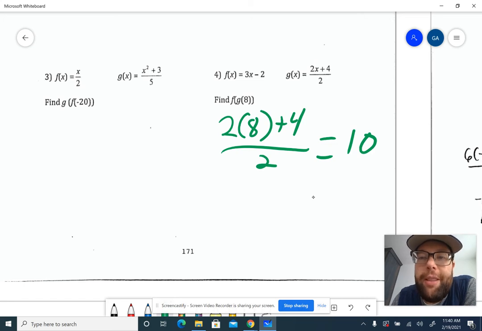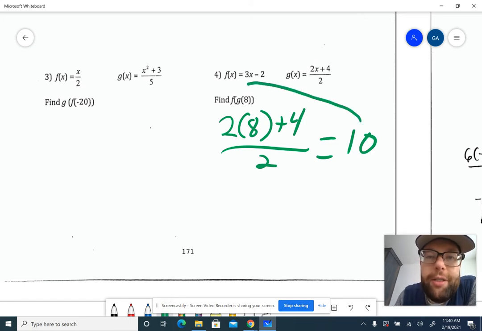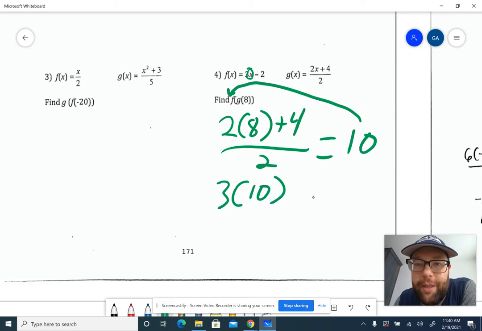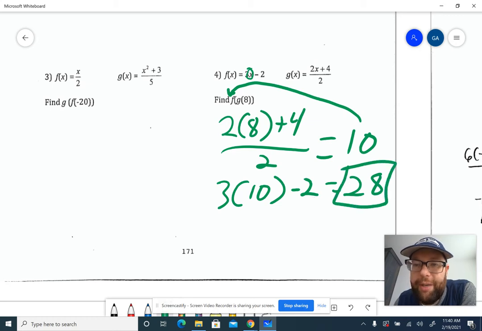Then I'm going to take that and plug it into the outside function, which is f. So I'm going to replace this x with 10. It'll be 3 times 10 minus 2. 3 times 10 is 30, minus 2 is 28. So 28 is my final answer. Whatever your final answer is for the outside function, that's going to be your answer, and you're done. That's all you've got to do.